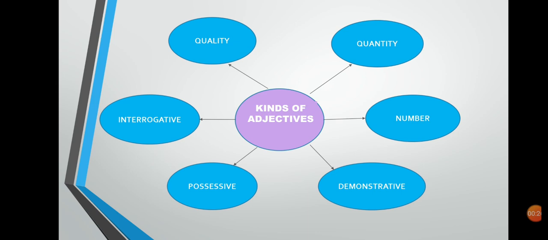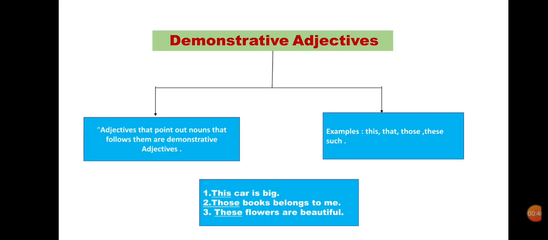Today we are going to learn the next three kinds of adjectives, and they are demonstrative adjectives, possessive adjectives, and interrogative adjectives. So let's begin with demonstrative adjectives. Adjectives that point out nouns that follow them are demonstrative adjectives.